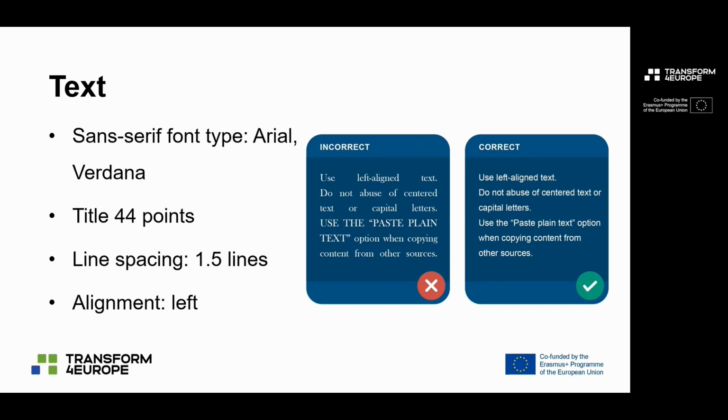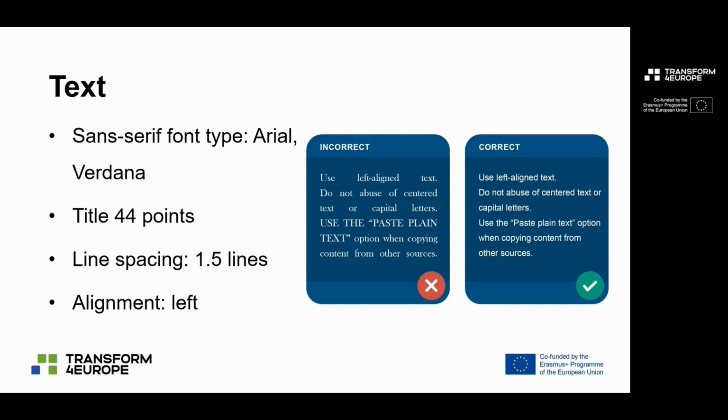The next feature to make the text accessible is size. The font size should be sufficient. For slide titles, it is recommended to use 44 points. We also must consider that line spacing should be 1.5 lines. And finally, it is recommended to align the paragraphs to the left instead of justifying them.